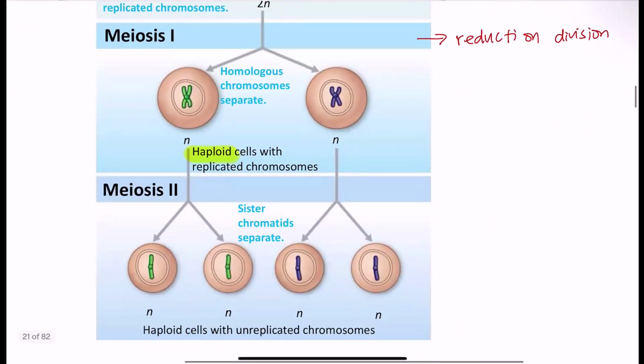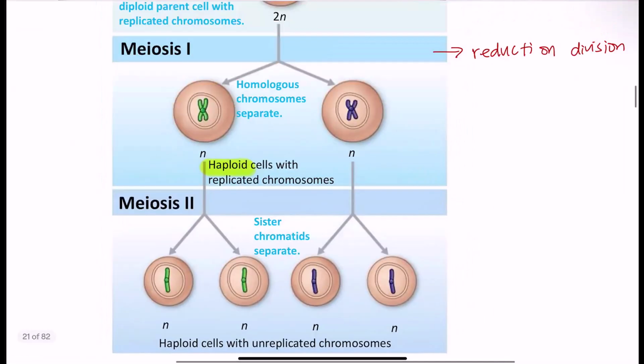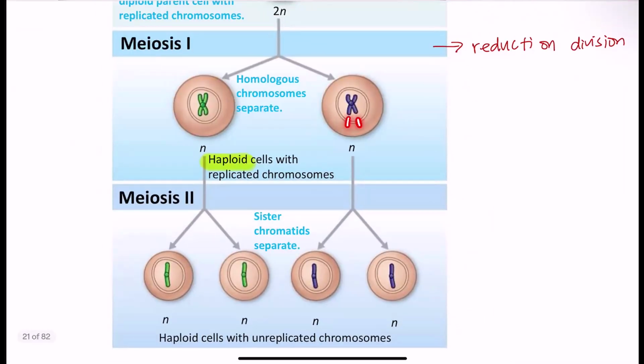So that's meiosis 1. But now we still have these sister chromatids. We need to separate them because we don't want two sister chromatids, since it's the same information. So we take those sister chromatids and separate them. That's pretty much just like what we know from mitosis, where we take a replicated chromosome and separate the sister chromatids. This is often called an equational division.